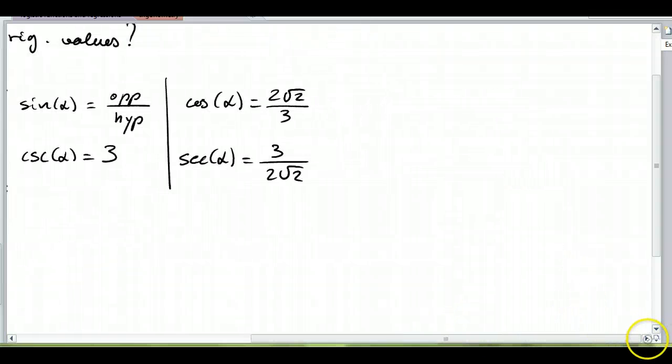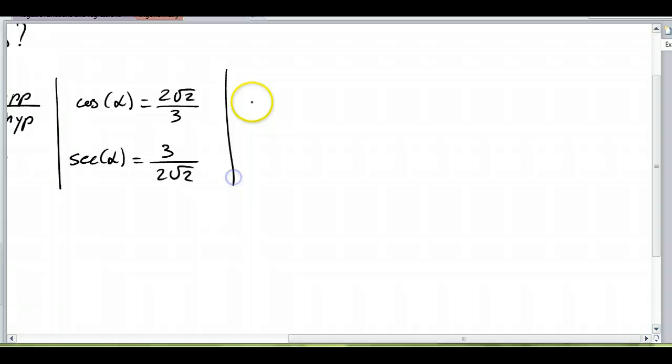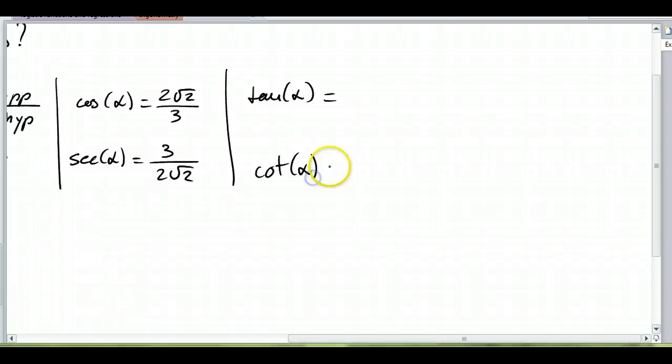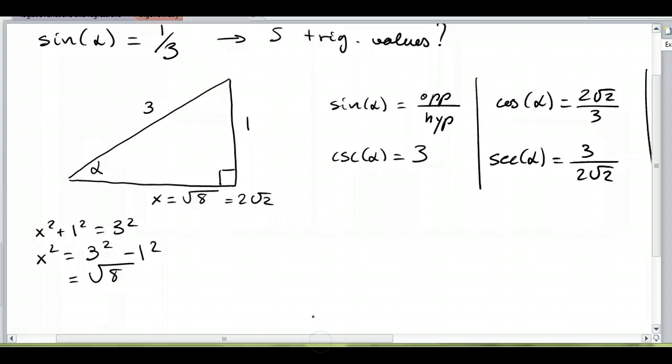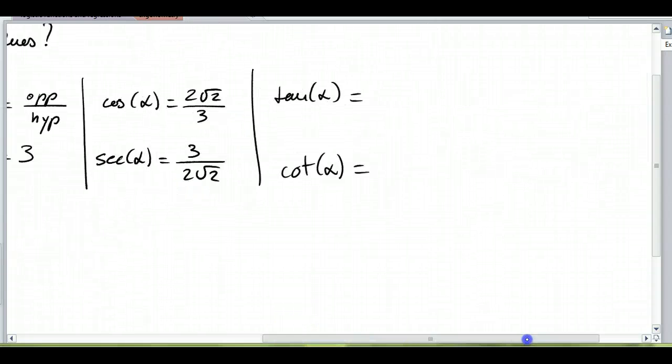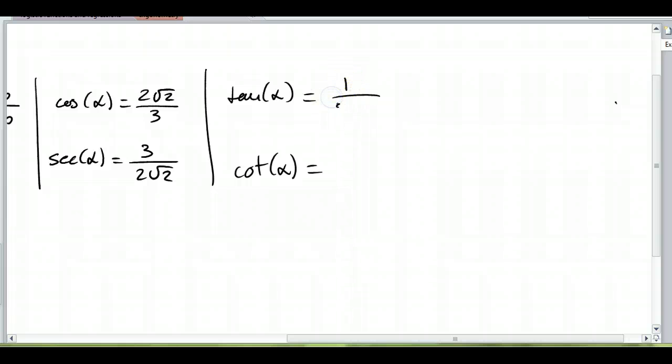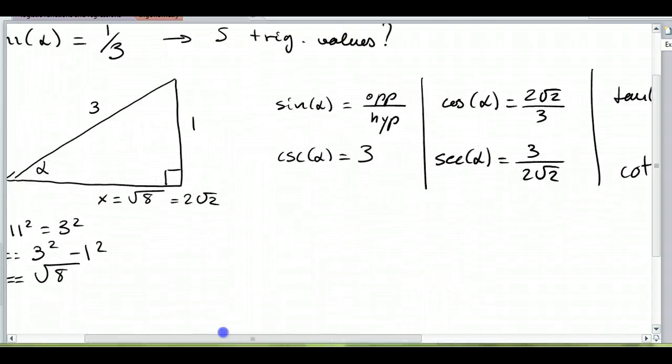And the tan of alpha. And I also will write the cotan of alpha. What is that? That's opposite over adjacent. Okay, so it's 1 over 2 root 2. And so the cotan is just 2 root 2. That's it. Okay, let's go over another example.